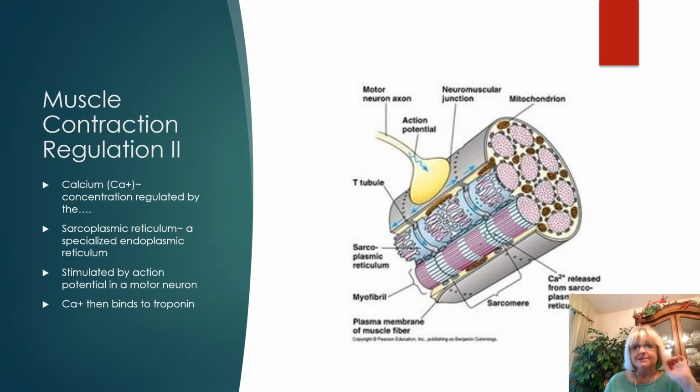Okay, and this is a muscle fiber. You can see the cross section. You can see where the action potential, where the yellow nerve binds to it. You can see the action potential off the motor neuron coming in.